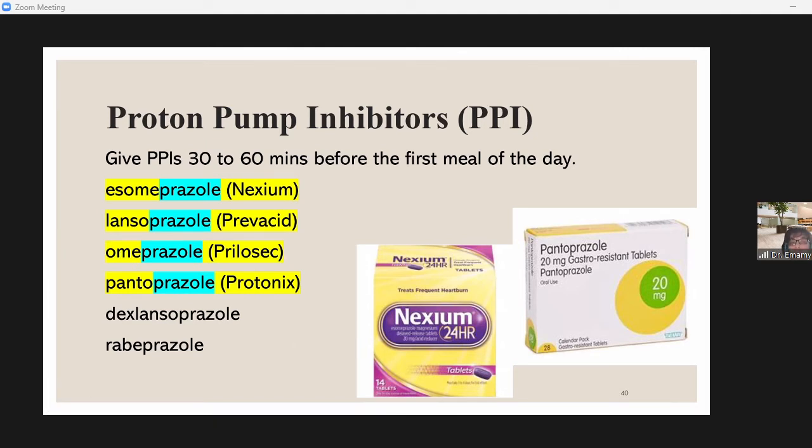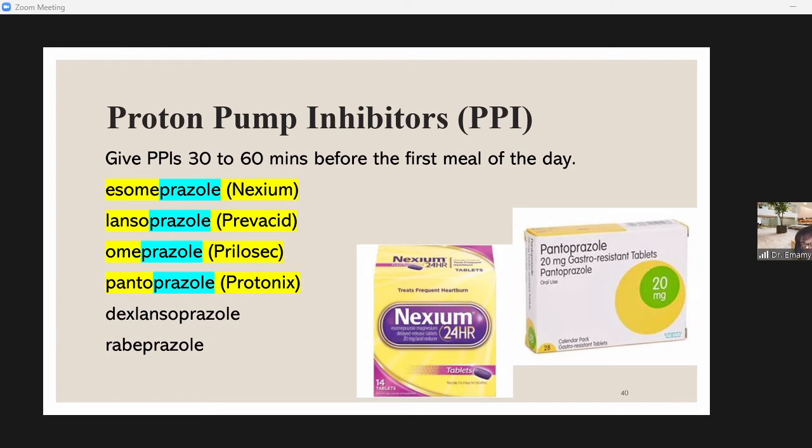What would be side effects? Whenever you block acid formation, you increase chance for pneumonia, because there are some bacteria inside of our pharynx, throat, that stomach acid kills them. If you block production of acid, there is a higher chance for us to swallow those bacteria and get pneumonia.